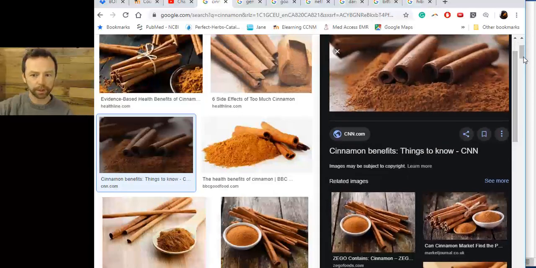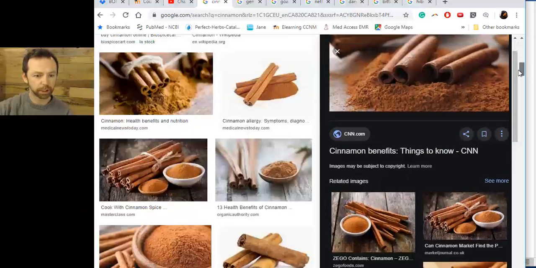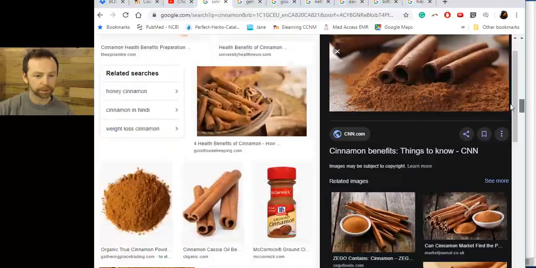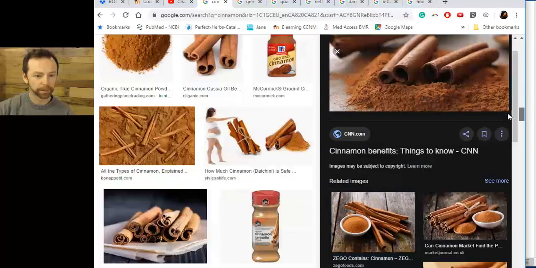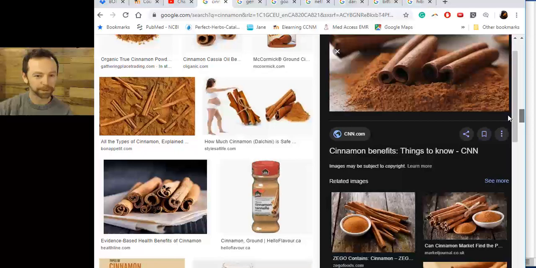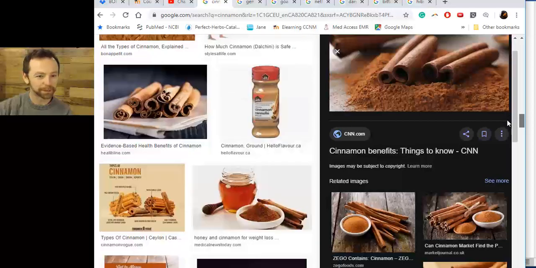Don't know if we can actually find a picture of the cinnamon tree. Yeah, it's all just pictures of cinnamon. Oh, there's one little leaf in there. There's cinnamon for probably diabetes. Oh, that must be pregnancy. Cinnamon safe in pregnancy.